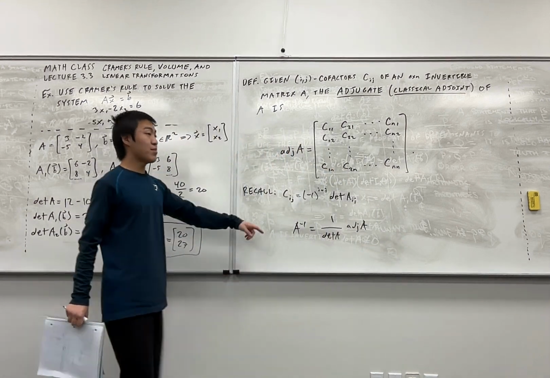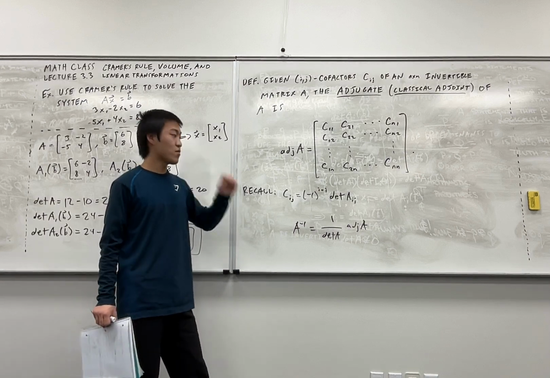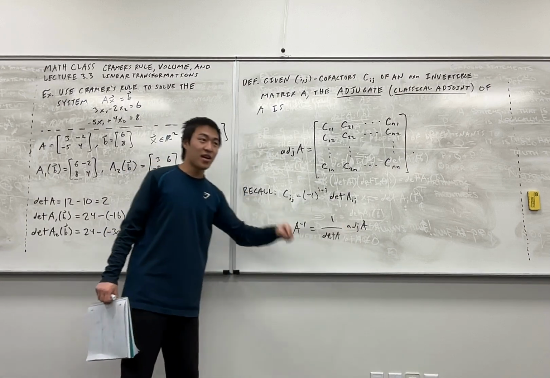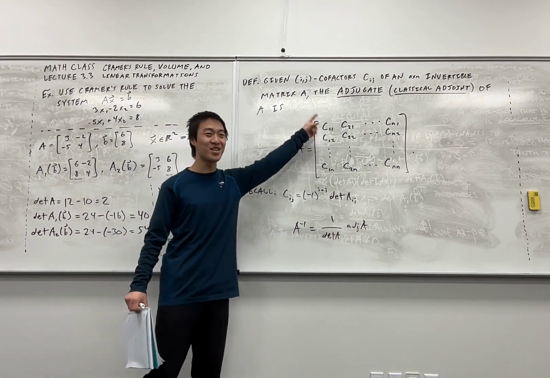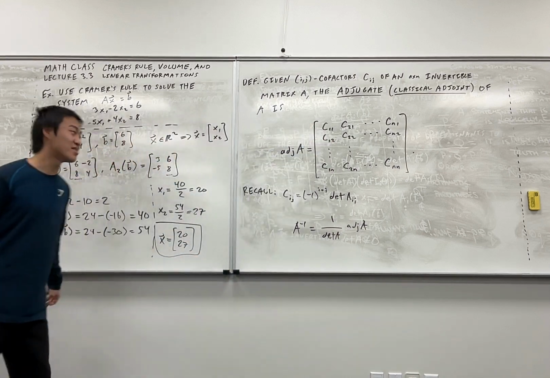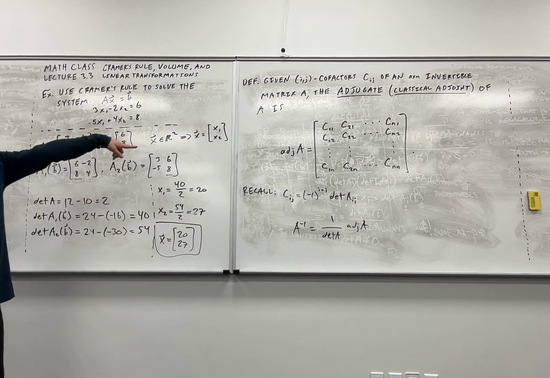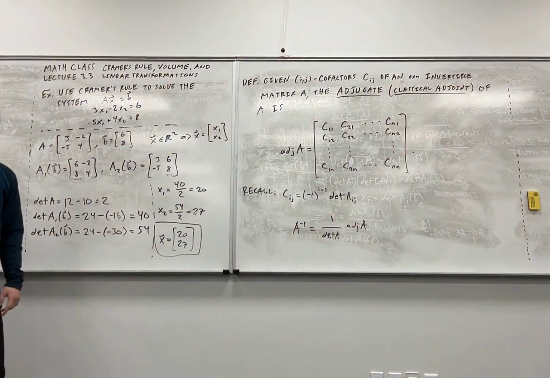Actually, it's really funny. Remember when we did the formula for the inverse of a 2 by 2 matrix? That's coming from this. Because the adjugate of A, when A is only 2 by 2, it's really easy to just do your cute little C11, C12, C21, C22. And then it was 1 over the determinant. So there's that.